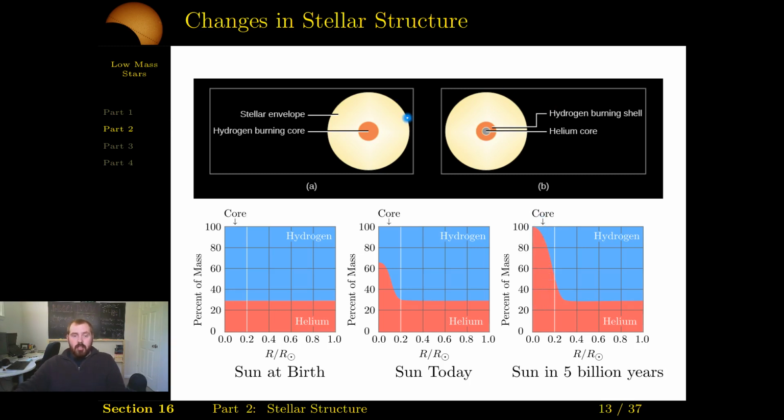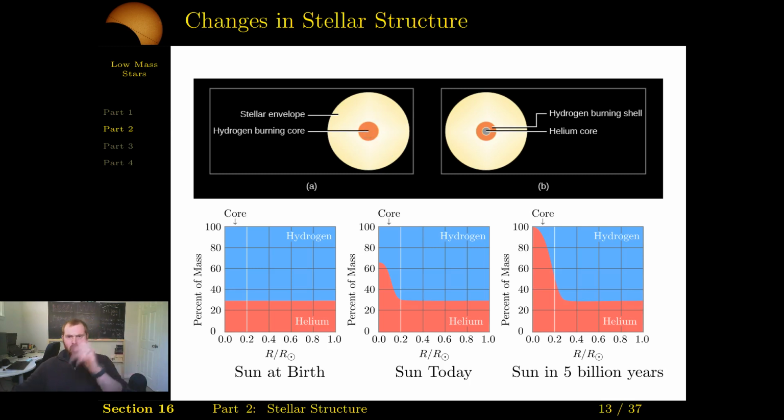We can look at the stellar pictures, where A is the star at birth. You've got a hydrogen burning core in the center, and then around that, what you could call the stellar envelope. Just all of this hot plasma that surrounds the core, energized by the energy released by the core, but no fusion is happening here. Only fusion in the core.